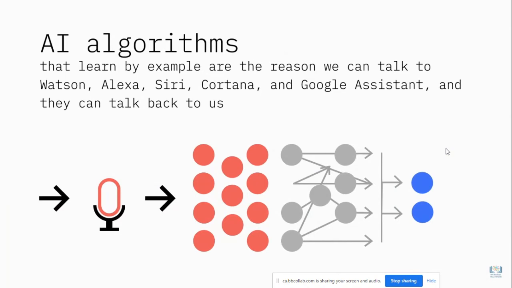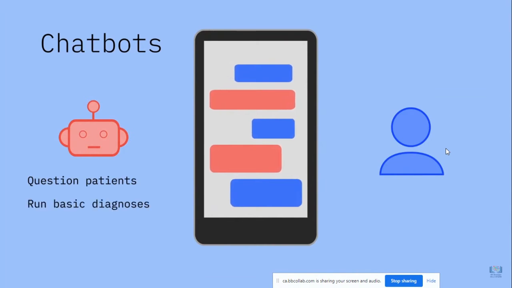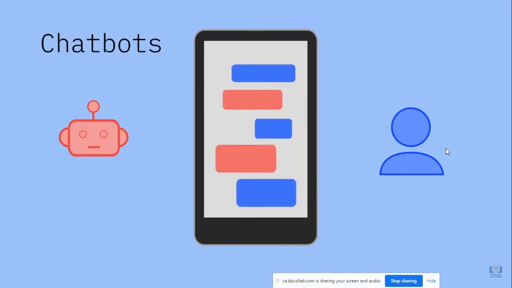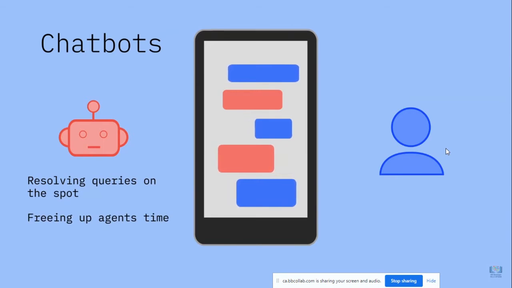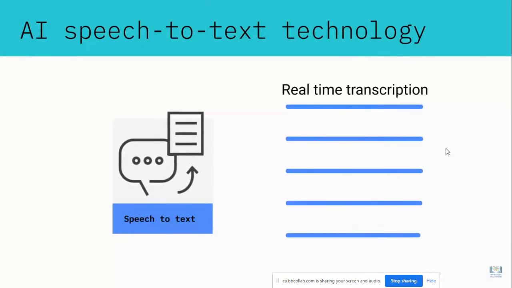The natural language processing and natural language generation capabilities of AI are not only enabling machines and humans to understand and interact with each other, but are creating new opportunities and new ways of doing business. Chatbots powered by natural language processing capabilities are being used in healthcare to question patients and run basic diagnoses like real doctors. In education, they are providing students with easy-to-learn conversational interfaces and on-demand online tutors. Customer service chatbots are improving customer experience by resolving queries on the spot and freeing up agents' time for conversations that add value.